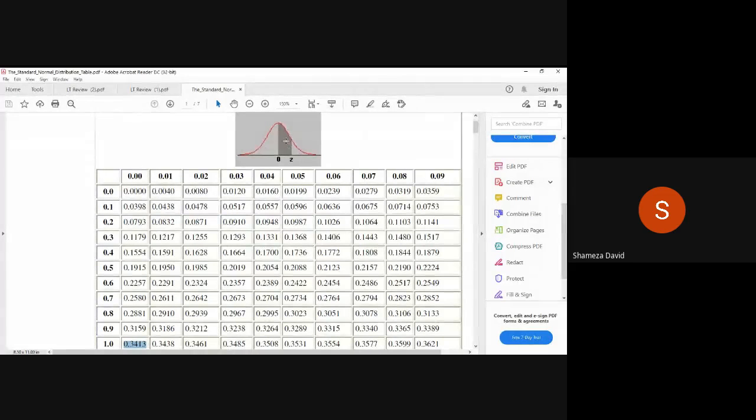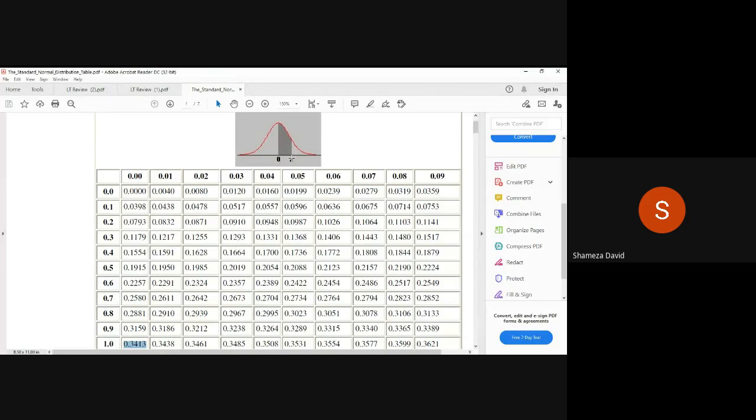And so it means that if we're looking for an area under the curve that is exactly between 0 and Z, we can take the probability that we get from this table, and we don't have to do anything else with it, because the table tells you the area under the curve between 0 and that Z value.